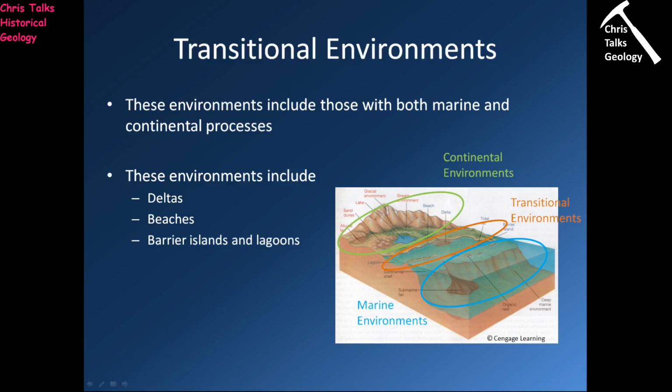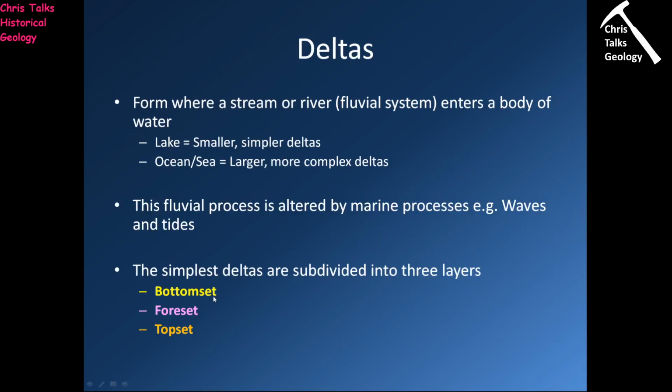Okay, so in the previous video we just finished off talking about some of the most important terrestrial depositional environments, and now we're going to move on to the transitional depositional environments. So these types of depositional environments include deltas, beaches, barrier islands and lagoons. So once again, just like we just did with the continental environments, we're going to go through these sub-environments. We're going to look at some of the features that we would expect to see in the sediments deposited. Okay, so let's start with deltas.